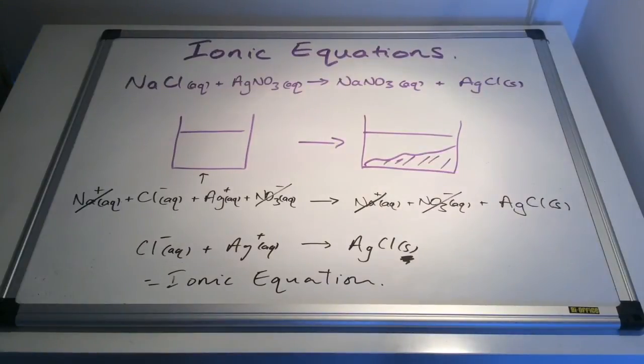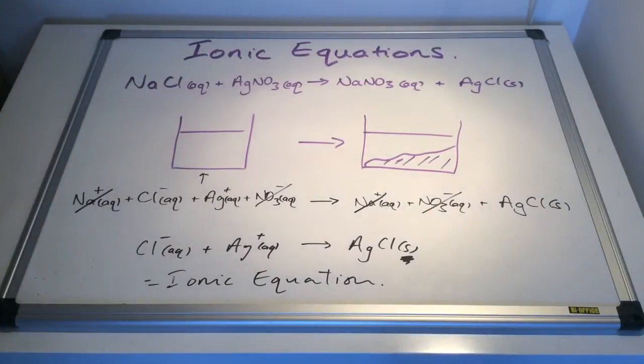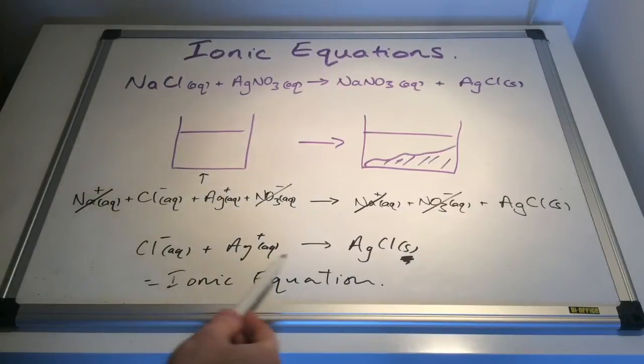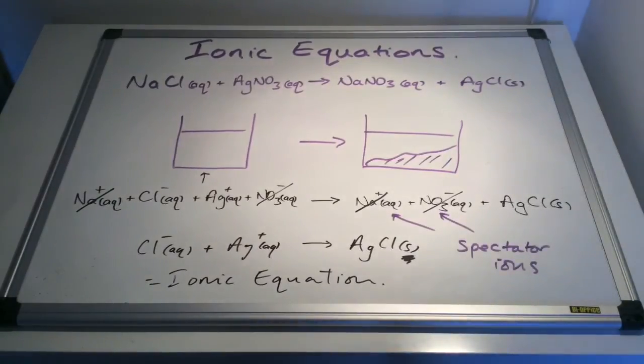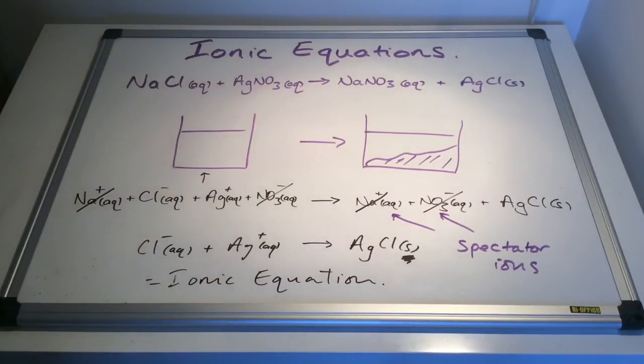So what we're left with after that is what we call the ionic equation. You can see it's written up here now. Basically the ionic equation, sometimes known as the net ionic equation, only includes the species or particles that are actually involved in the reaction. In other words, things that have changed. And the ions that don't change, in this case the aqueous sodium ion and the aqueous nitrate ion, we call spectator ions.